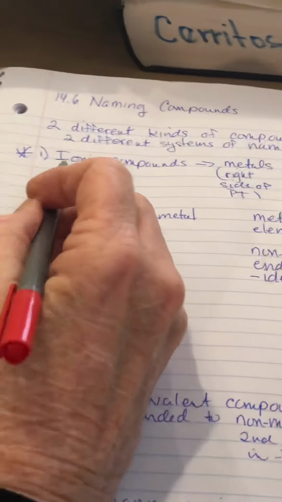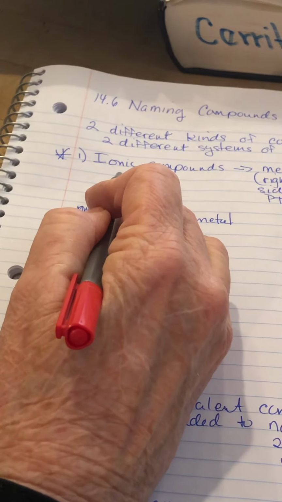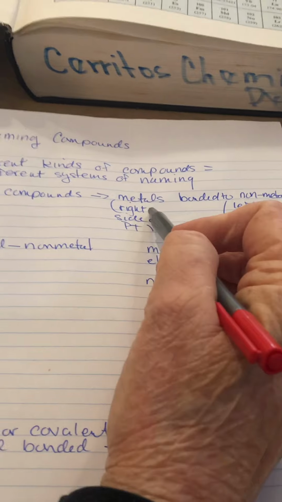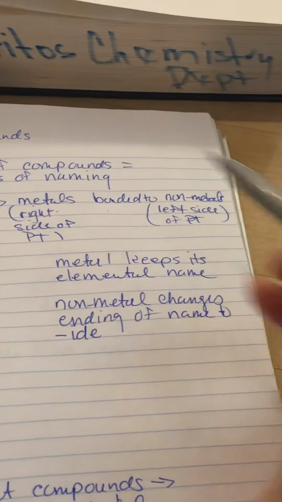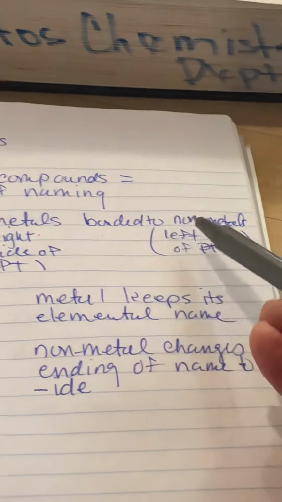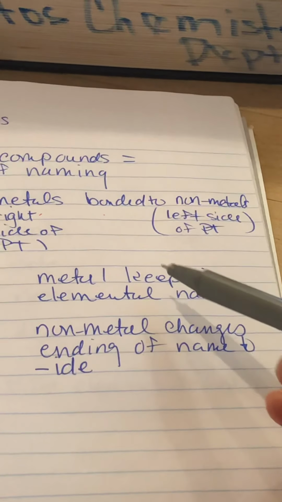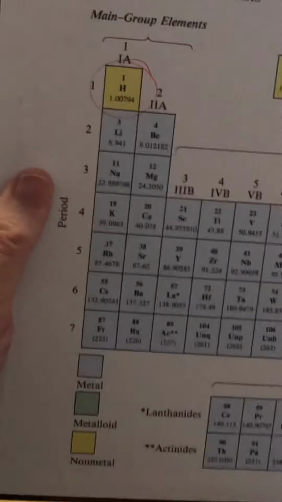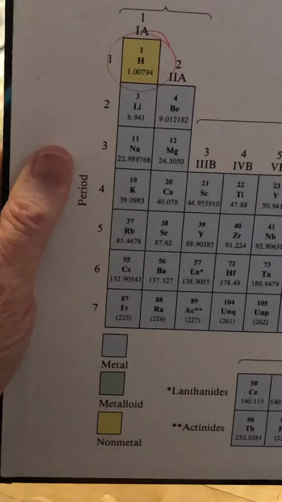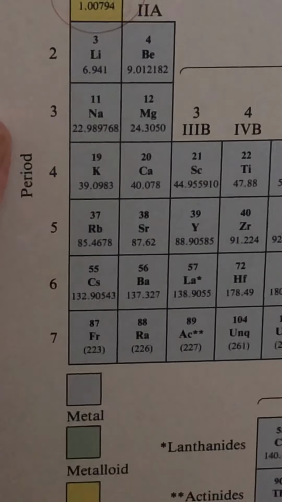The first type of compound is called an ionic compound. An ionic compound is a metal which is bonded to a non-metal. I'm sorry, that's really hard to read, but metals bonded to non-metals are ionic. Metals are on the right-hand side of the periodic table. This is the right-hand side. That's the left-hand side, actually. Did I just say it? Yeah, okay. Metals are on the left-hand side of the periodic table. I can't tell my left from my right, and that's becoming glaringly obvious.